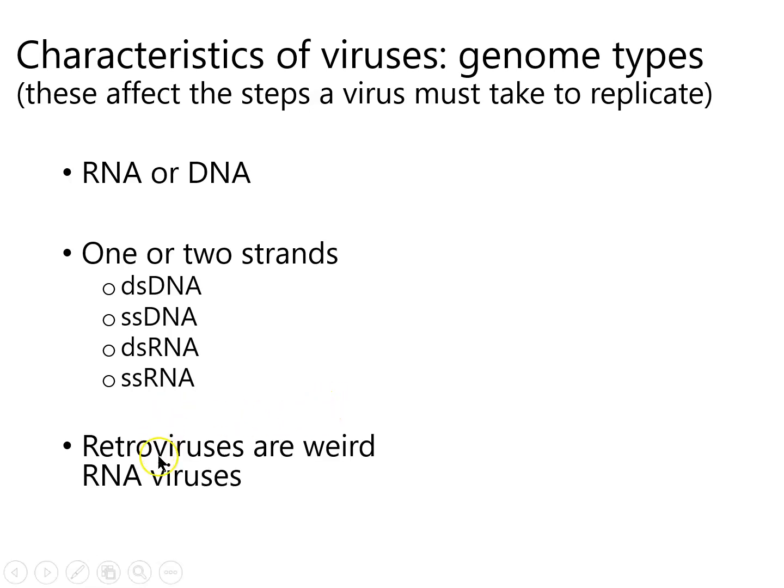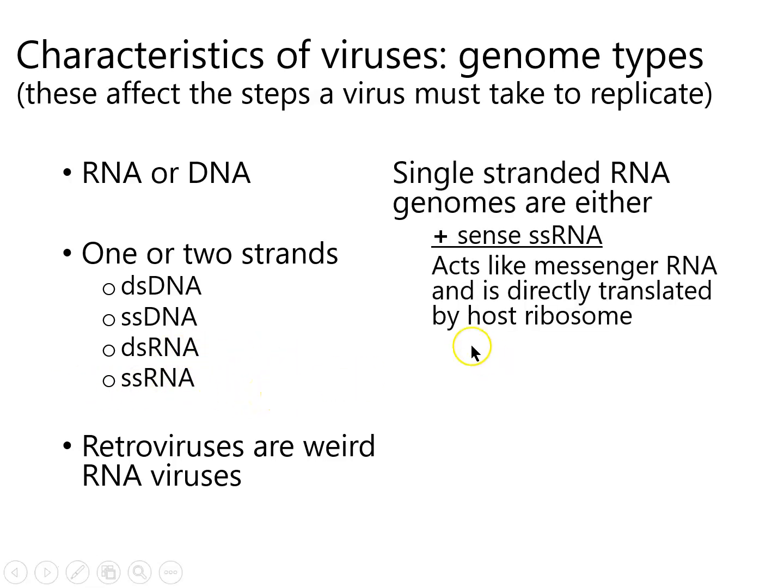We have retroviruses where you wouldn't know by looking at the virion that they are weird, but when you look at how they replicate, they are crazy, and they have RNA. And so again, a virion is only going to have one of these. And when we think about single-stranded RNA viruses, in particular, these are very common. There are two big options for those.